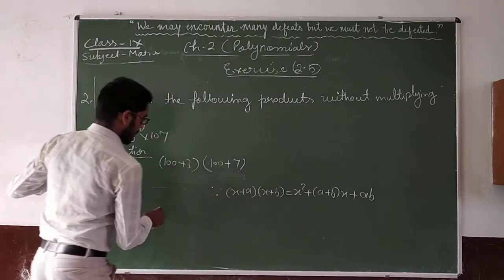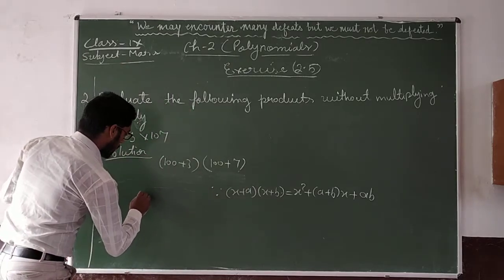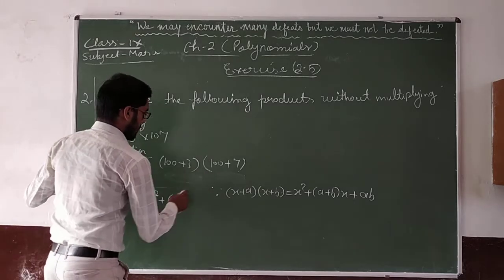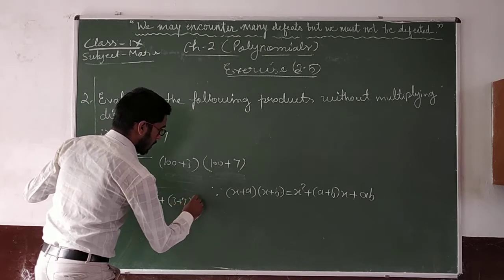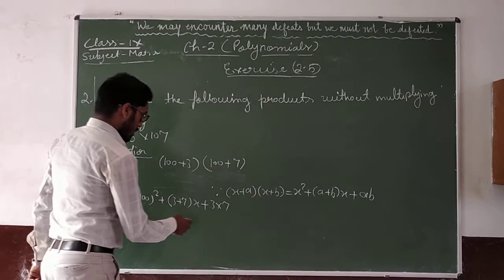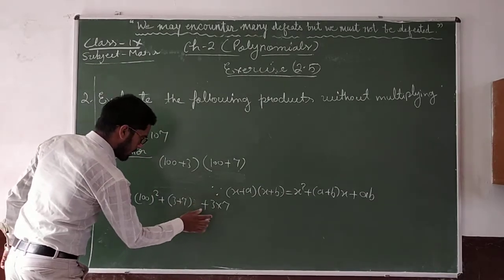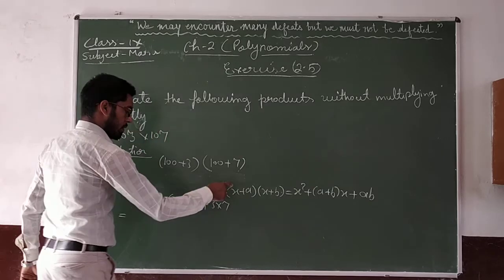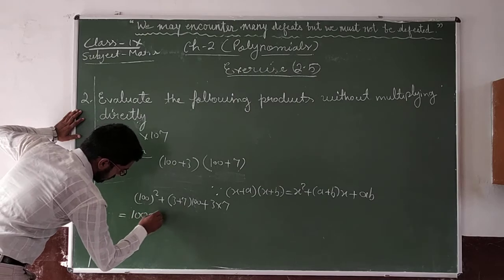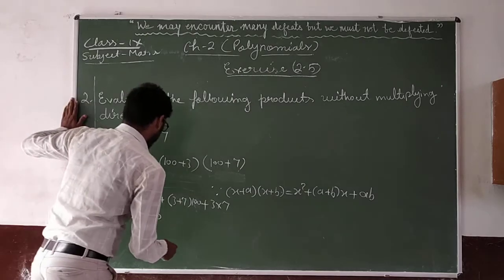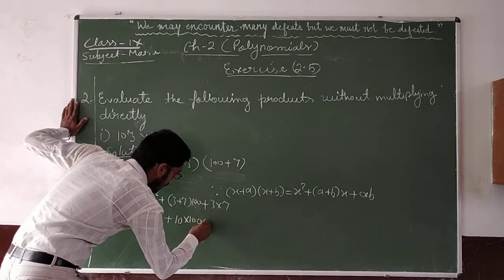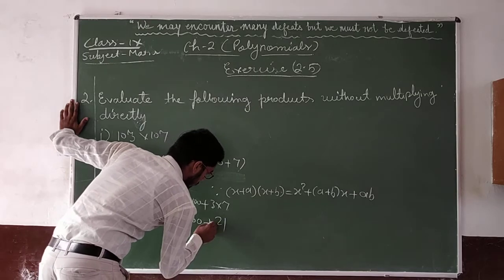Now you can rough it. x square means square of 100, plus a plus b, a plus b means 3 plus 7, into x, plus ab. ab means 3 into 7. Okay. Here not x, you can write here 100, because value of x is 100. Square of 100 is 10,000, plus 7 plus 3 is 10, into 100, plus 7 threes are 21.